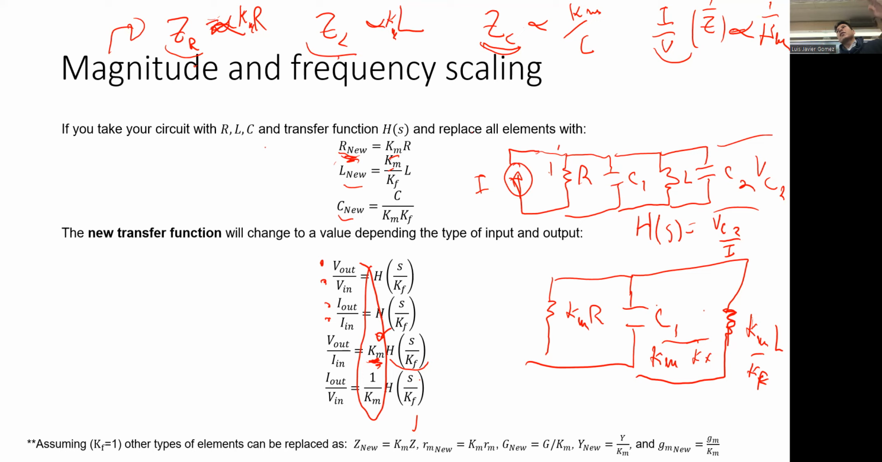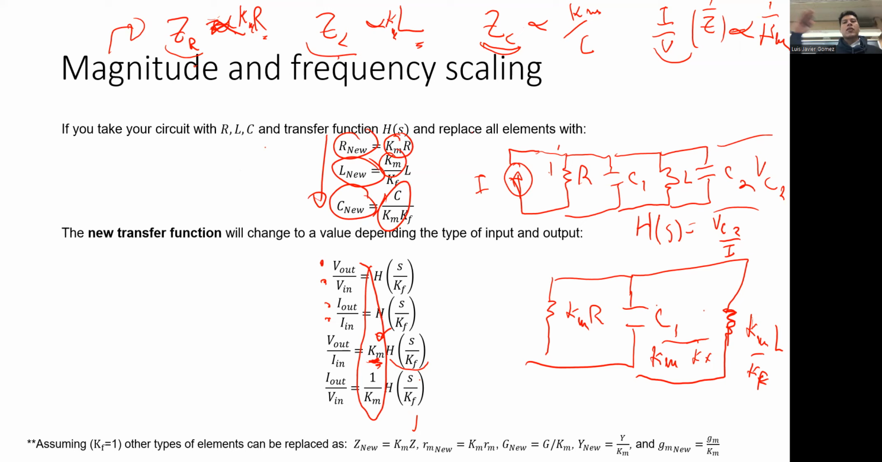Is this making sense? No, maybe. You do need to memorize these things, but there's a logic to why R and L are multiplied by Km and C is divided. It has to do with the fact that when you look at the impedance for both R and L, the lumped element parameter appears in the numerator, whereas for the capacitor, it appears in the denominator.